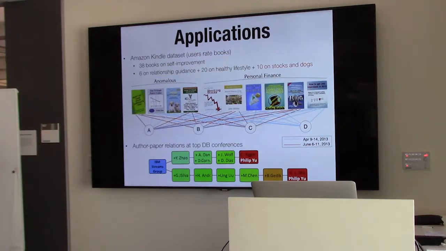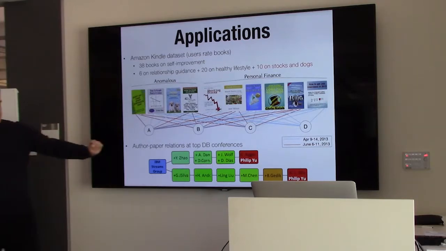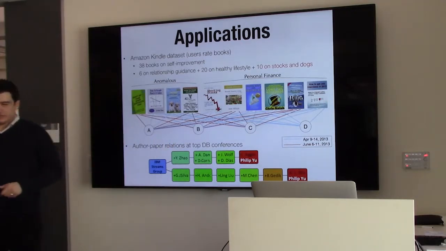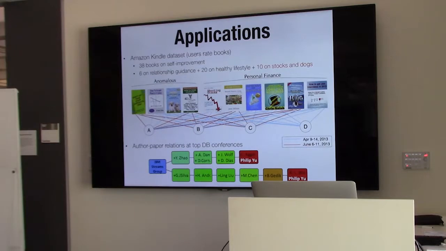And our other example was on author paper relationships. I think it's very popular thanks to the DBLP data in computer science. So what I did is just take the top database conferences, like SIGMOD, VLDB, ICDE type of conferences, and I tried to find the subgraphs of a person called Philip Yu. He's a prolific researcher, professor at UIC, I guess. And previously, he was working at IBM Streams Group at TJ Watson.